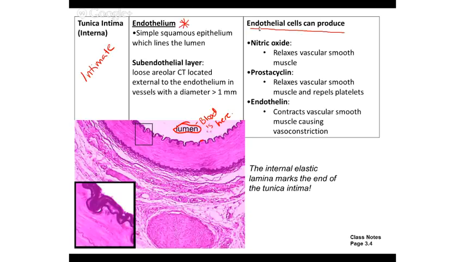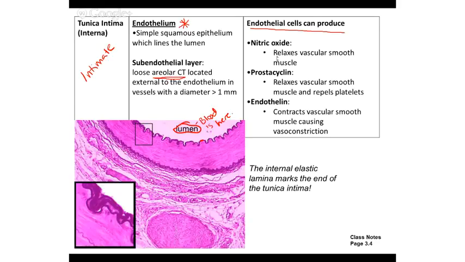It can send lots of signals and tell this muscle to contract and relax. Under the endothelium, you have some areolar connective tissue, or packing connective tissue. It's basically just gluing the endothelium onto the muscle that's underneath. So let's have a look at some of these chemicals that endothelial cells can produce.